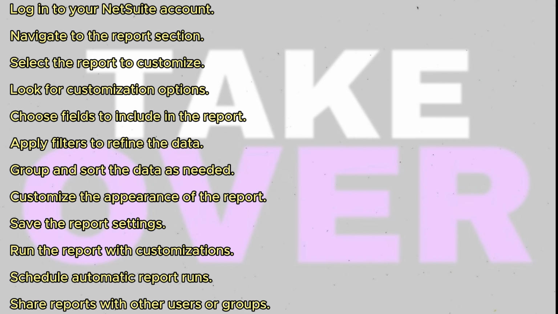Choose the fields you want to include in your report by dragging and dropping them into the appropriate sections. Apply filters to refine the data included in your report. Filters allow you to specify criteria such as date ranges, transaction types, and specific items or customers. You can often set multiple filters to narrow down the results further.